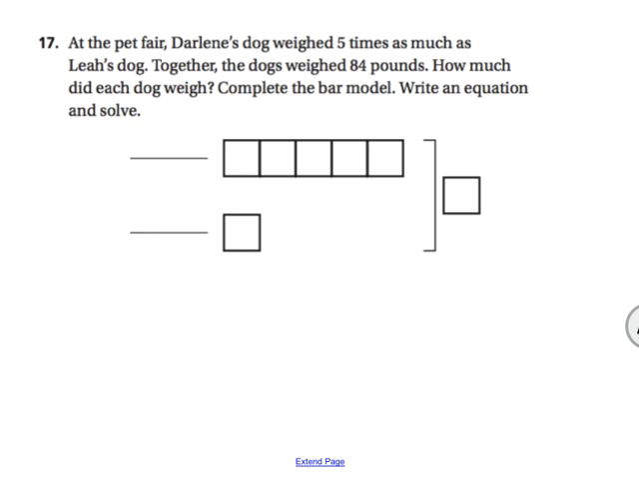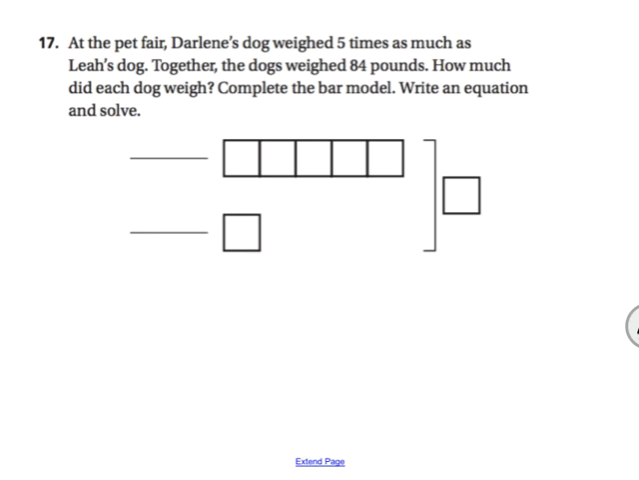17. Oh, I notice a bar model, but it's already drawn. So that's awesome. Okay. So at the pet fair, Darlene's dog weighed 5 times as much as Leah's dog. Together, the dogs weighed 84 pounds. How much did each dog weigh? Complete the bar model, write an equation, and solve.